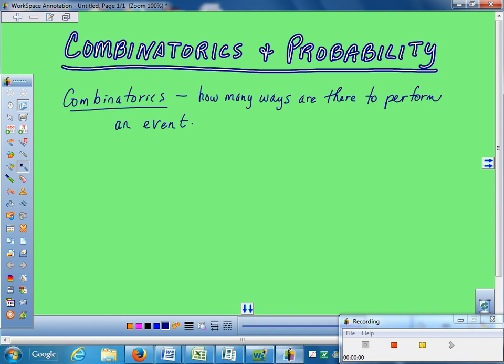So combinatorics: how many ways are there to do something? If I was to take this room, how many different groups of 5 people can I put on the basketball court to play basketball? How many different groups of 5 of you could I put out there? A lot. Out of this room, how many different teams of 5 are possible?